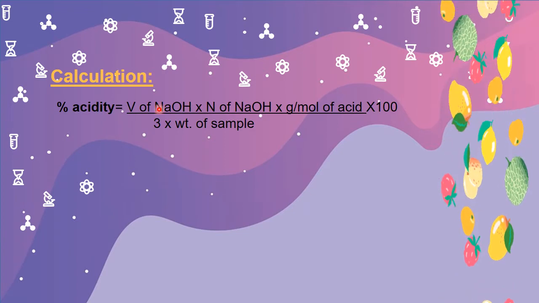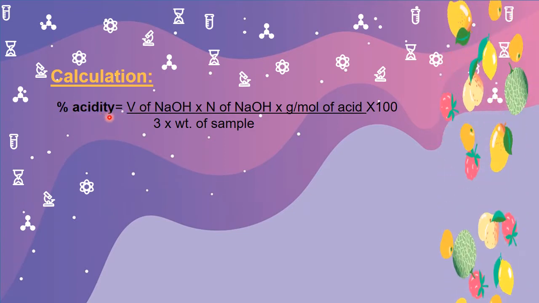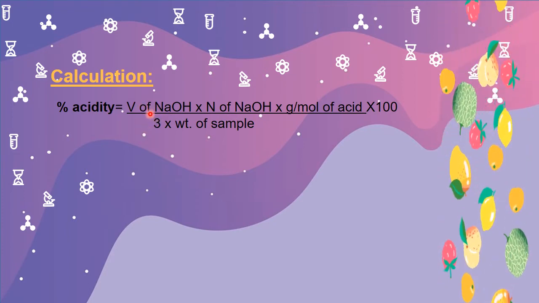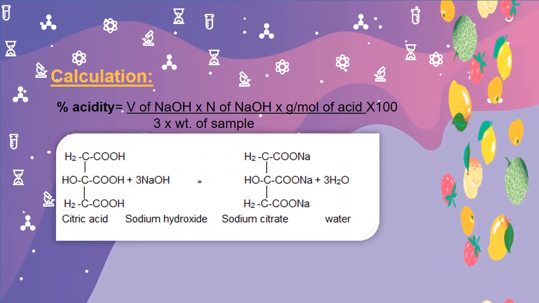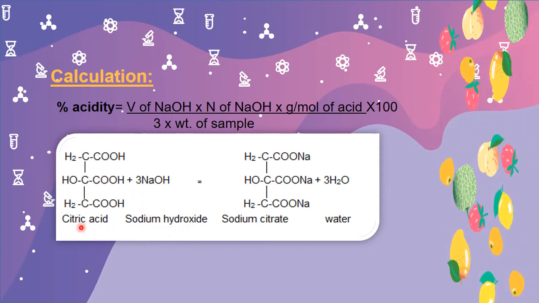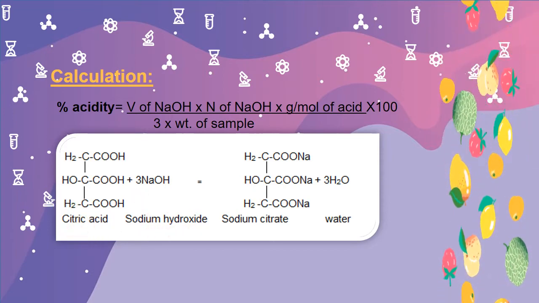So this is the formula for calculation of percent acidity due to citric acid in fruit juices, and we can see a 3 in denominator because through a balanced chemical equation we can see that 3 moles of sodium hydroxide are required to neutralize 1 mole of citric acid.